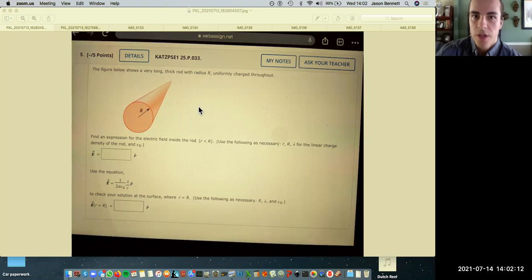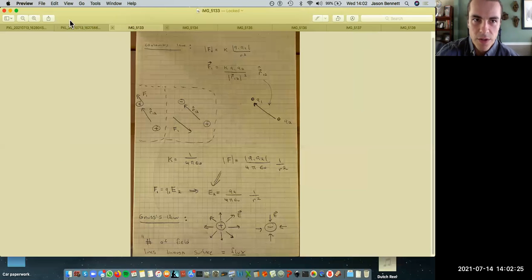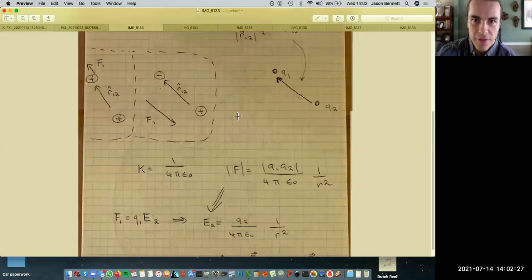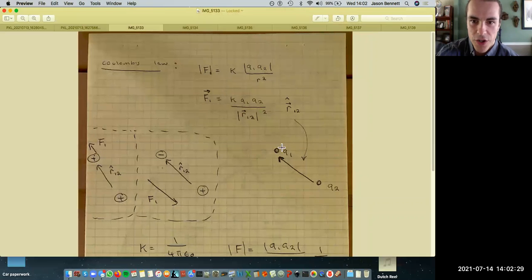Okay, so the first thing I was thinking of for this was something called Coulomb's law. It's the force equation: when you have a charge here and a charge here, you can determine the force on one of them based on the other one, based on a multitude of factors.